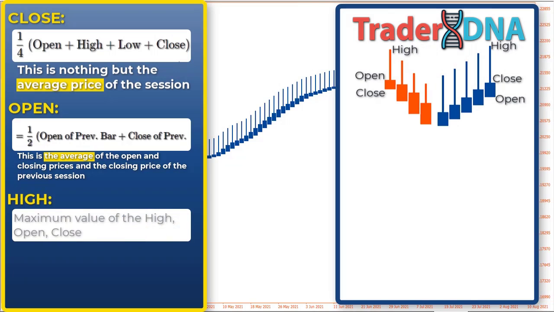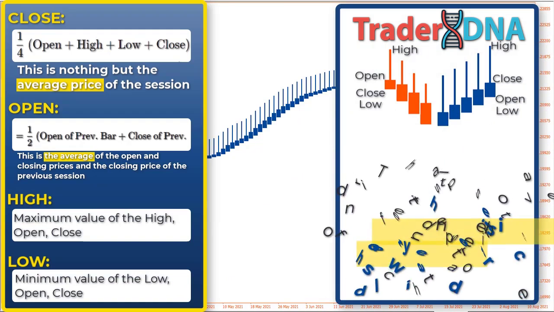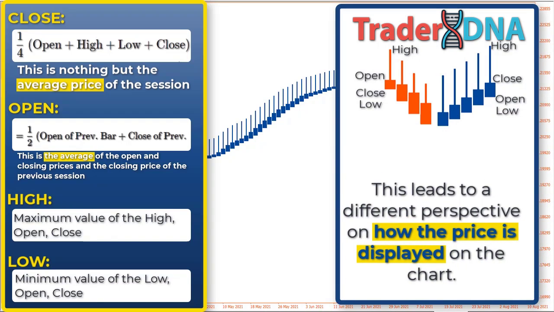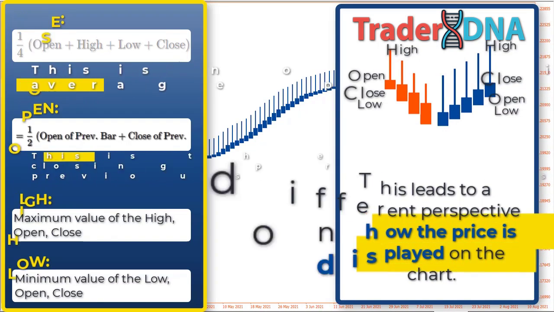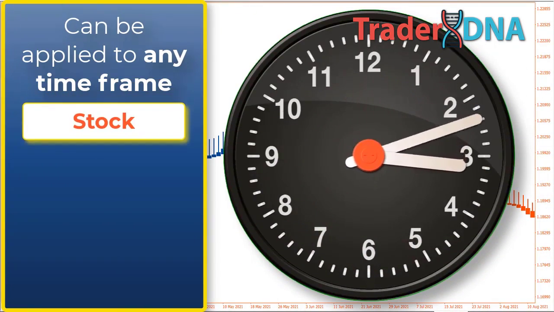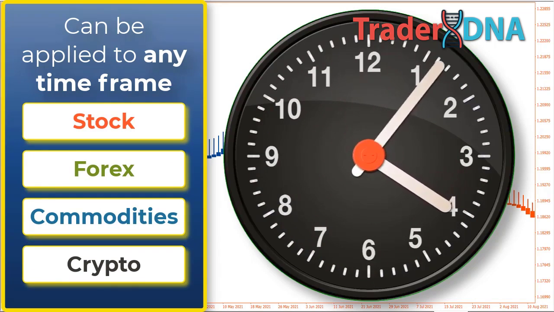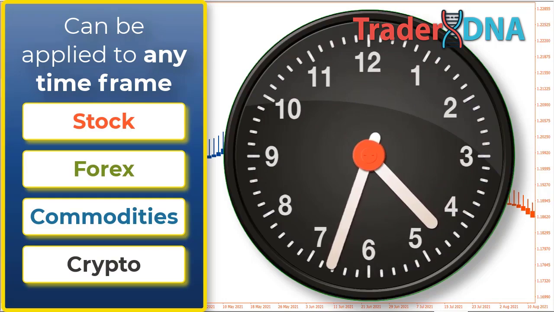High. Maximum value of the high, open, and close. Low. Minimum value of the low, open, and close. What you can see from the calculation is that the Heiken Ashi price chart gives attention to both the high and the low as well as the closing prices. This leads to a different perspective on how the price is displayed on the chart. The Heiken Ashi chart can be applied to any time frame and to any market like stock, forex, commodities, and cryptocurrencies. It behaves the same way as you would expect a regular candlestick chart to work.